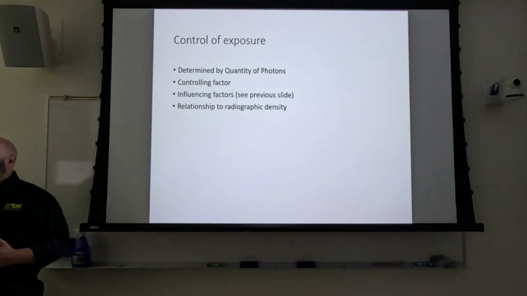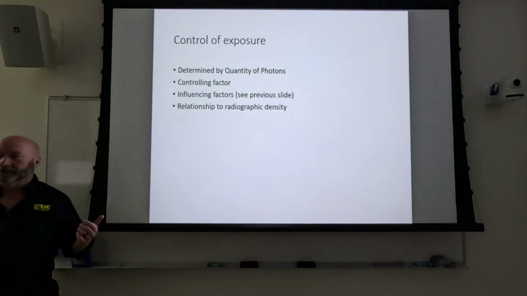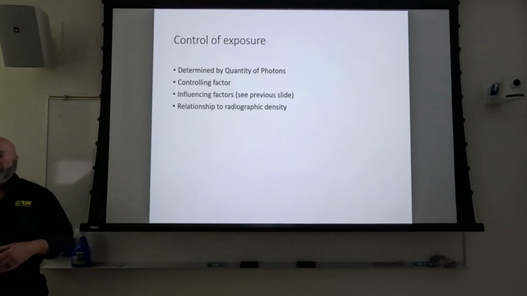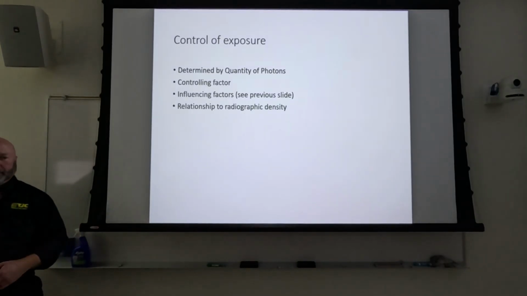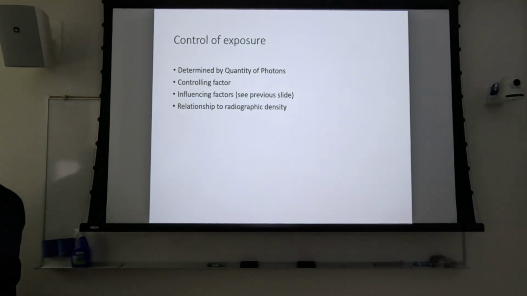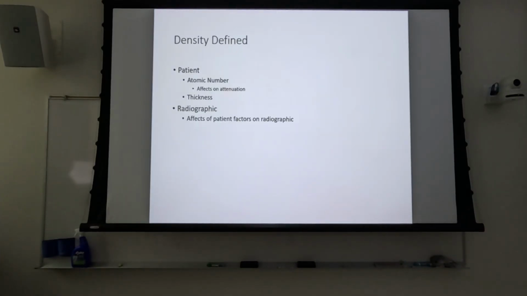So you really have to mess something up, underexposure or overexposure, to really affect your density. In those extremes, yes, it can affect your density, and in that way it can affect your contrast. But for the most part, if you shoot within a logical range of kVp and mass, it's really not going to have an effect on either contrast or density to a very great degree.